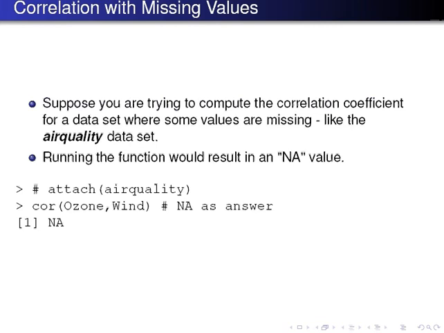Now, suppose you are trying to compute a correlation coefficient for a data set where there are missing values present. For example, the airquality data set. Airquality is another inbuilt data set. So what would happen is we would get an NA value if there is missing data. So again, I have some extracts of code there, but let's do it out again.